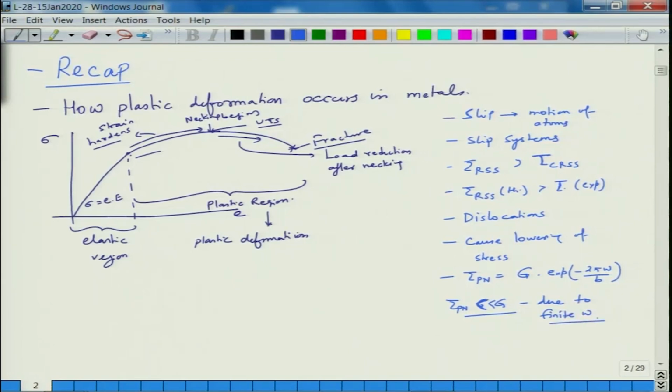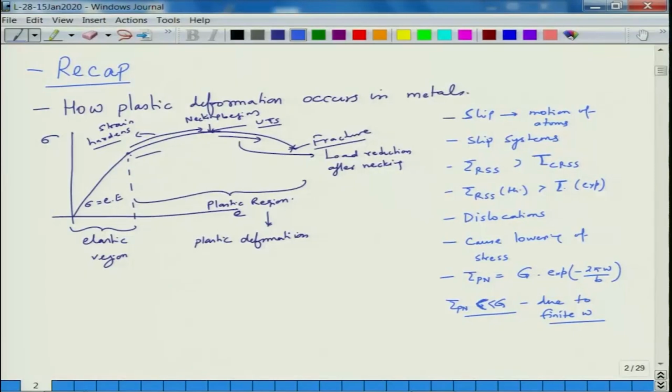So, if W is b or 2b or 3b, of magnitude like that, then you have substantial reduction in the stress, and the Burgers vector is also shorter for metals, for ceramics it is larger. So, the balance between W and b provides a tau PN which is lower than the theoretical shear strength. This is what we saw until now.